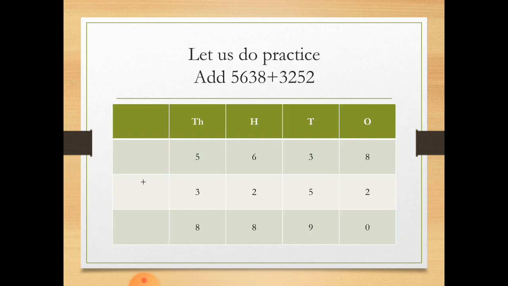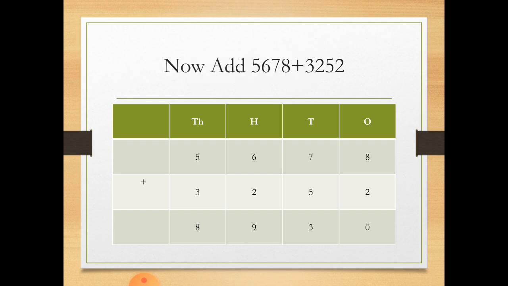Let's do practice. 5,638 plus 3,252. Start from the ones column. 8 plus 2 is 10. 1 will carry over to the tens. So 3 plus 1 is 4. 4 plus 5 is 9. Then hundreds: 6 plus 2 is 8. 5 plus 3 is 8. So the sum is 8,890.